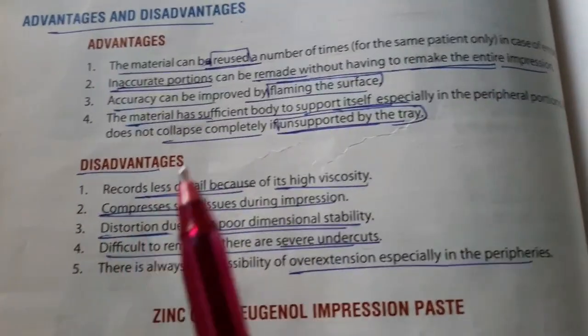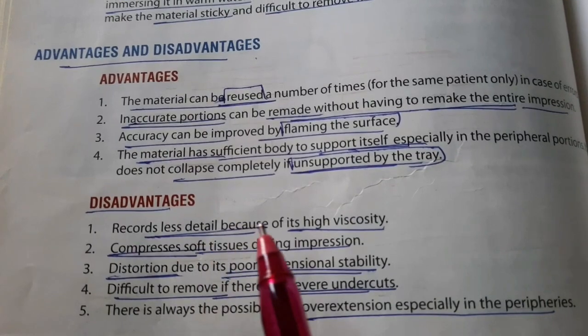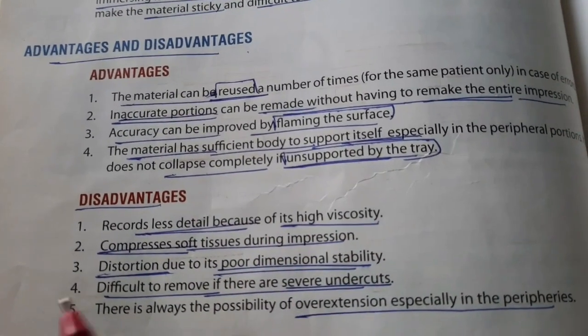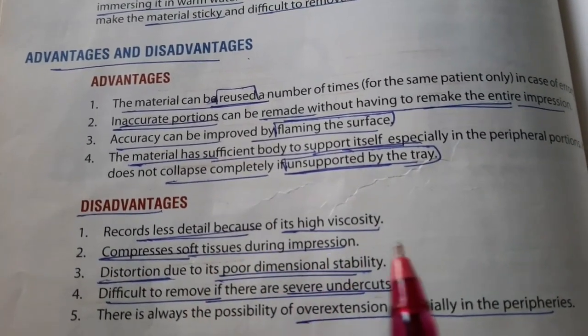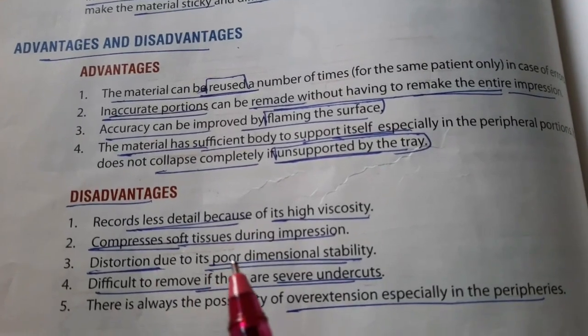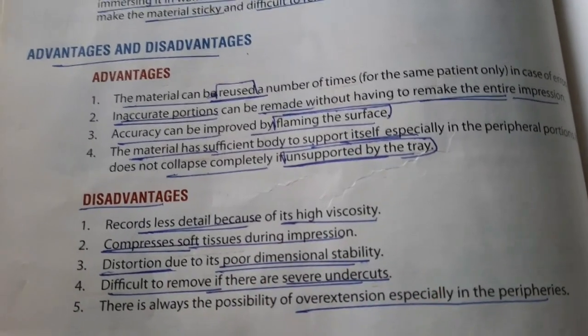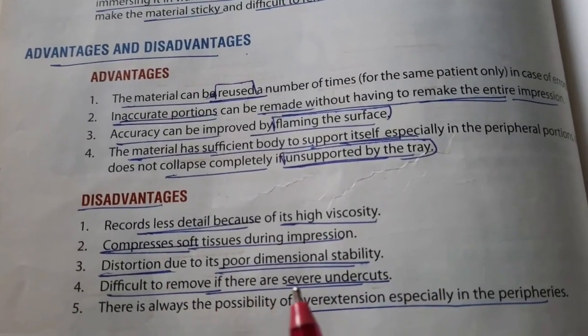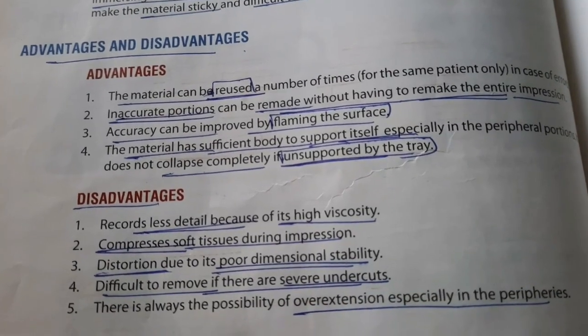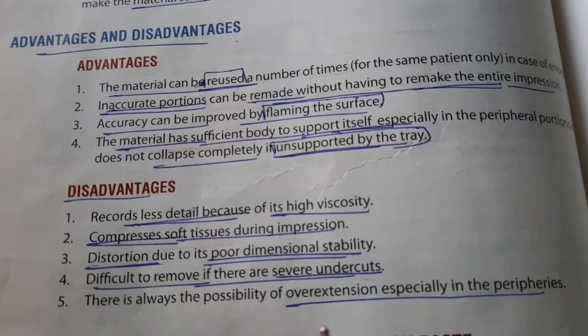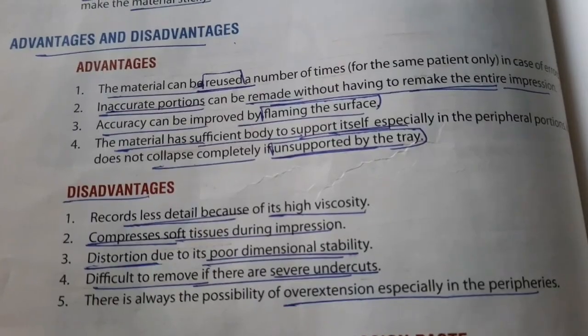What are its disadvantages? It records less detail because it has high viscosity. It compresses soft tissue during impression. Distortion occurs due to its poor dimensional stability. It is difficult to remove if there are severe undercuts. There is always the possibility of overextension, especially in the peripheries.